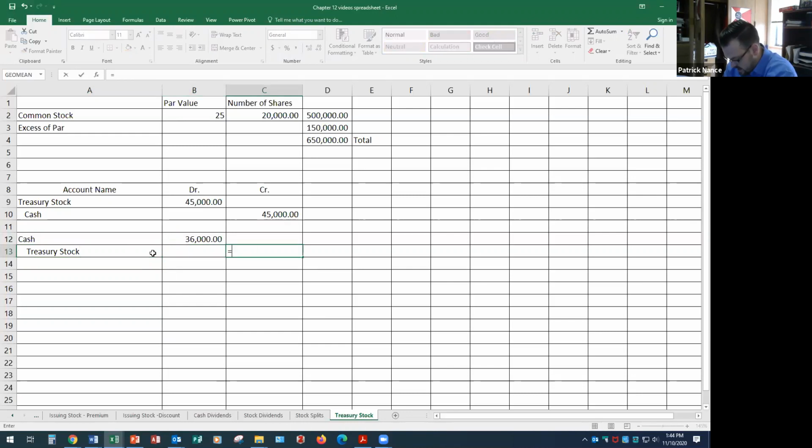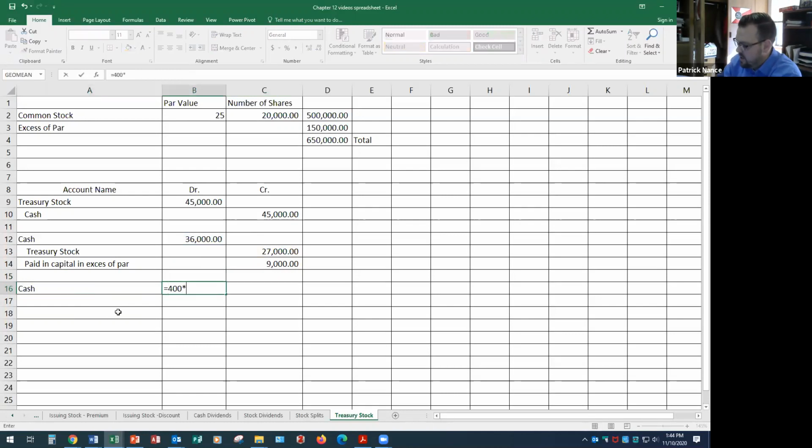So I need to take the 600 shares of stock, 600 times the $45 per share that I actually bought it for. So I credit treasury stock for $27,000, and then the remainder, the difference, paid in capital in excess of par, is the remainder, much like when we issued stock in the first place, $9,000.